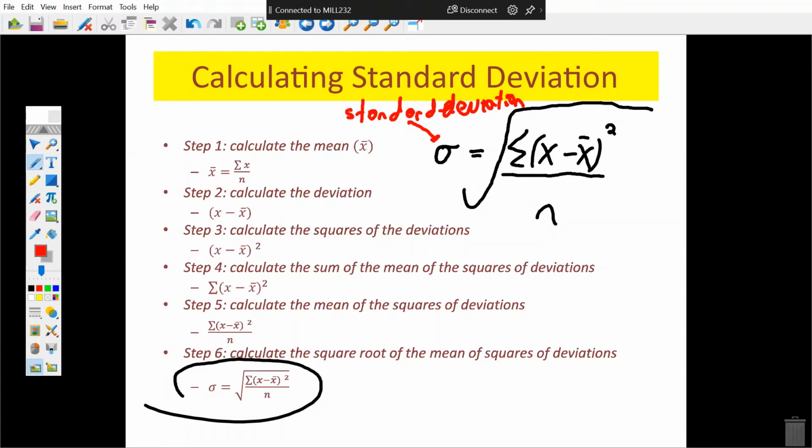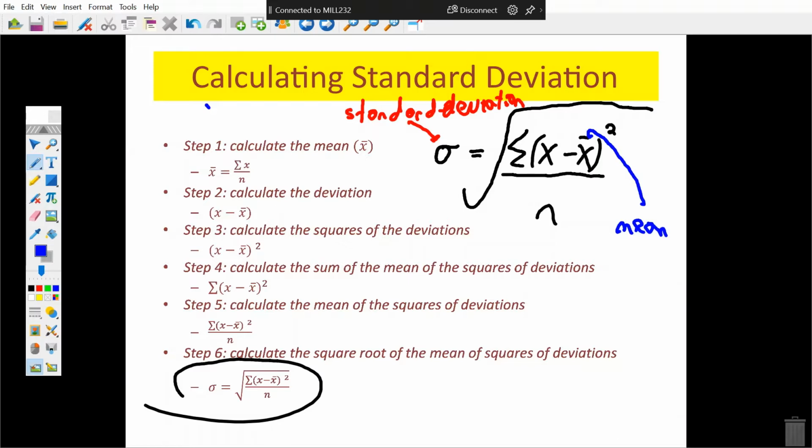Step one is to calculate the mean. Remember, the mean is like the average. So this guy over here, the X with the line over the top, that's the mean. Step two is to calculate the deviation, which is just saying X minus the mean. Actually, I'll just show you on the next slide. And then step three, we're going to calculate the square of the deviations.